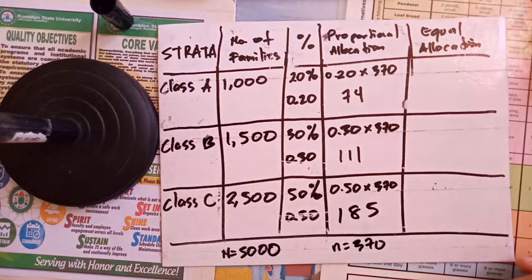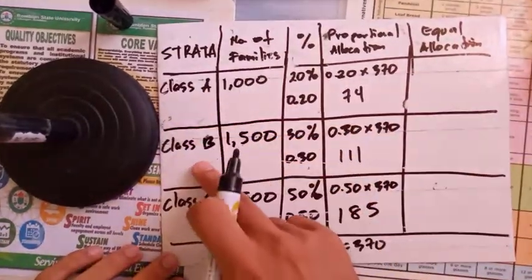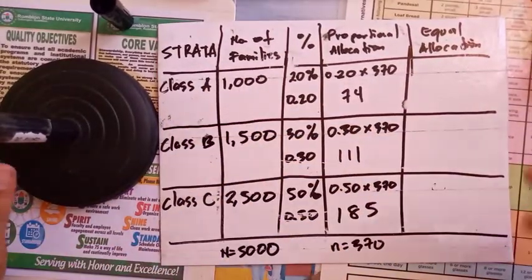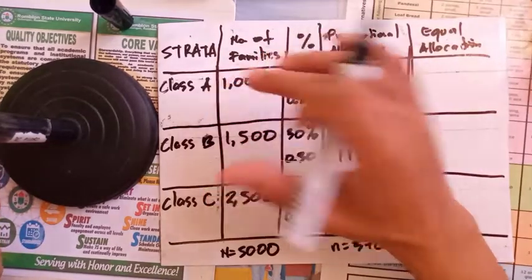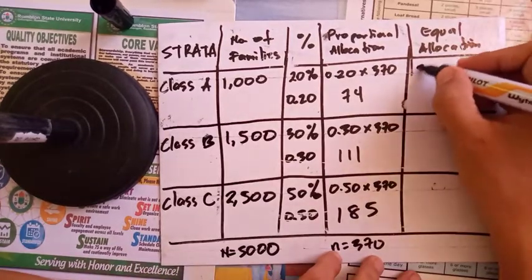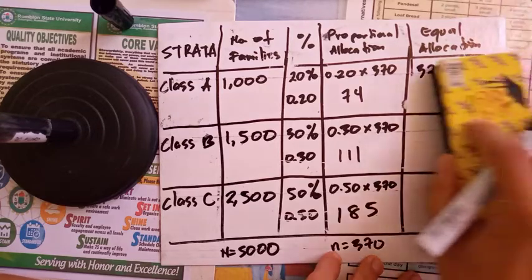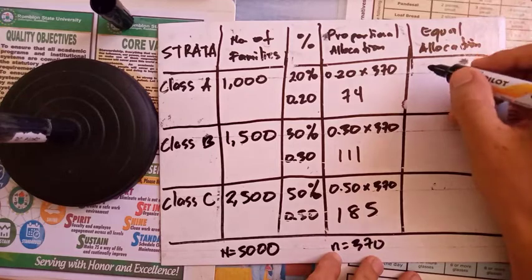Okay, for the equal allocation, what we have to do is divide our sample size into kung ilang strata meron tayo. For example, sa ating example, meron tayong tatlong strata, which is the class A, class B, and the class C. So tatlo. What we have to do para sa equal allocation is divide our sample size into these strata. So we have 3, so that would mean 370 divided by 3. So that is the equal allocation.